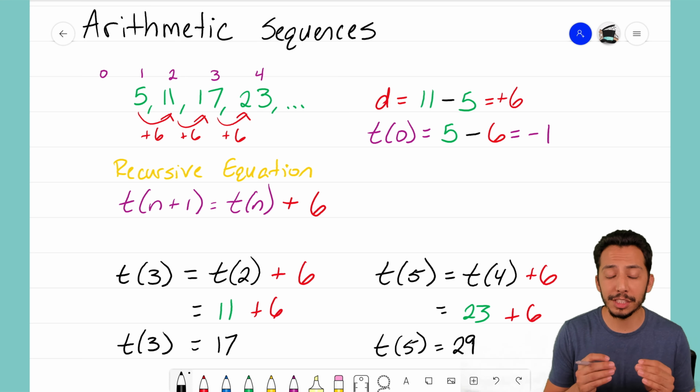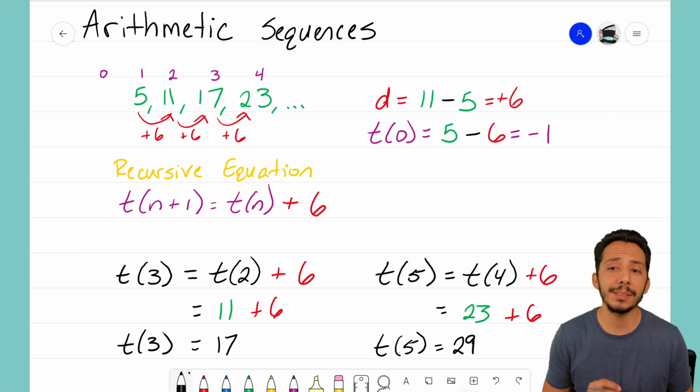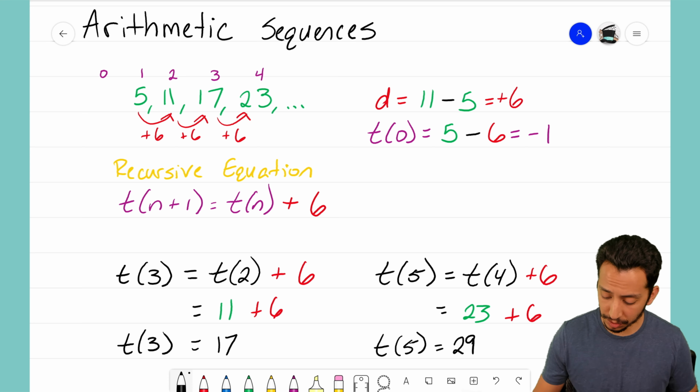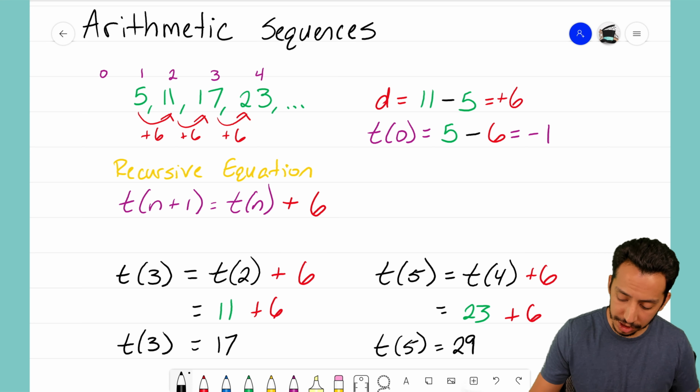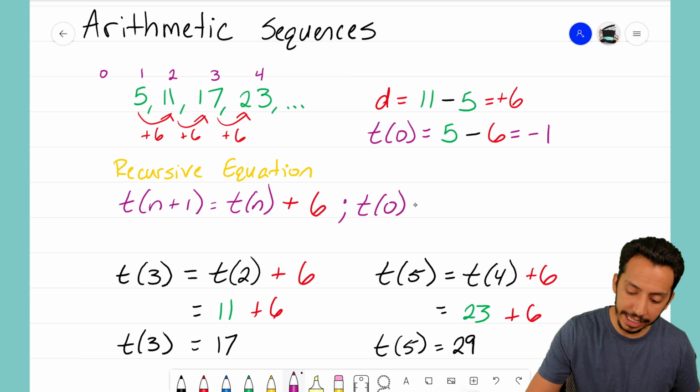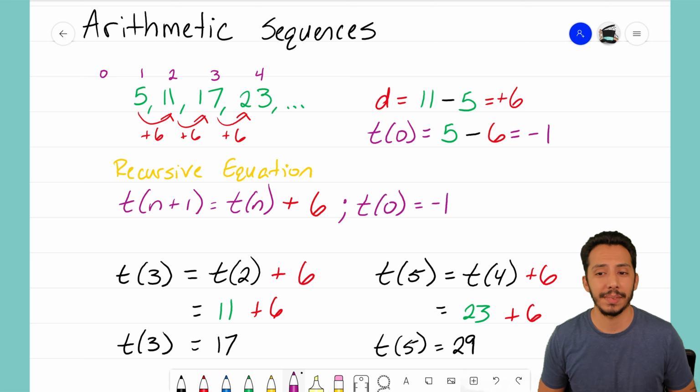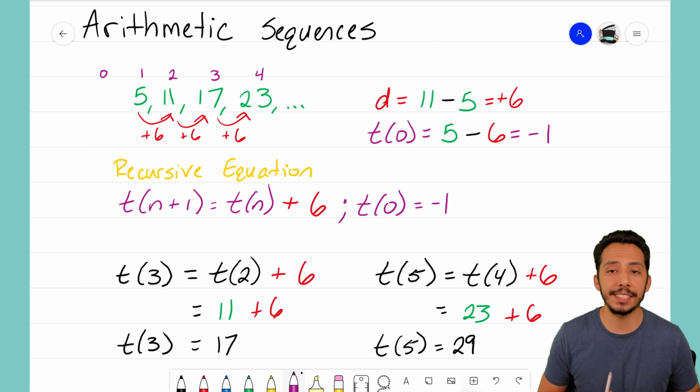To use a recursive equation, you have to make sure you give the reader, whoever you're working with, the information of where your equation starts. For us, our sequence starts at t of 0, so next to our recursive equation, we also have to let the reader know that t of 0 equals -1. If we tell the reader that t of 0 is -1, then they'll be able to find t of 1 by putting in t of 0, adding the 6, and generating their sequence.